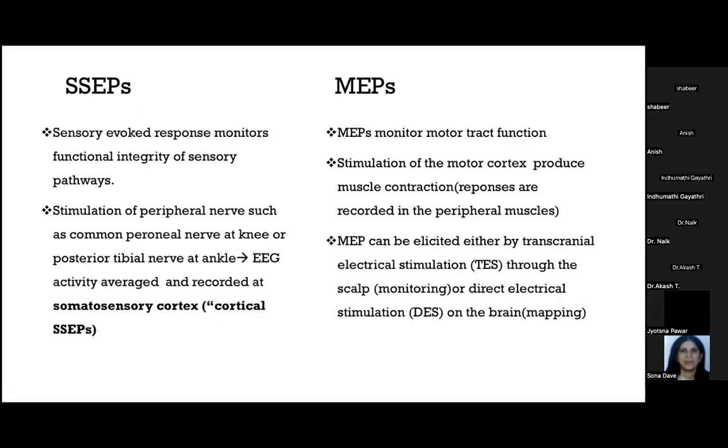Now, sensory evoked potential monitors the functional integrity of the sensory pathway. What you do is you stimulate the peripheral nerve, such as the common peroneal nerve at the knee or the posterior tibial nerve at the ankle, and the EEG activity is averaged and recorded at the somatosensory cortex. These are known as cortical SSEPs. Motor evoked potentials monitor the motor tract function. You stimulate the motor cortex, produce motor contraction, and responses are recorded in the peripheral muscles. The MEPs can be elicited either by transcranial electrical stimulation through the scalp or direct electrical stimulation on the brain.